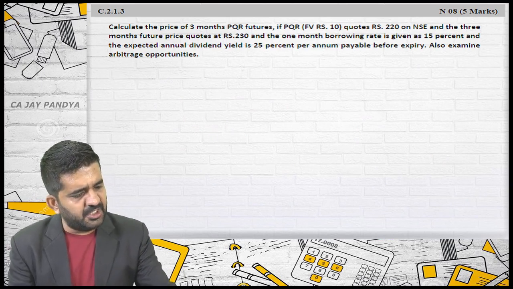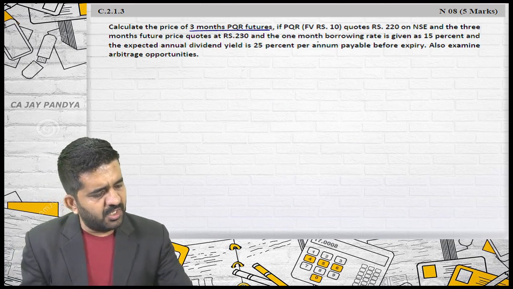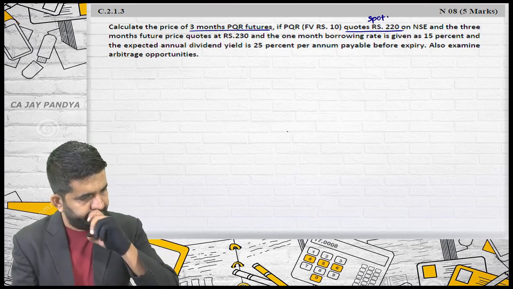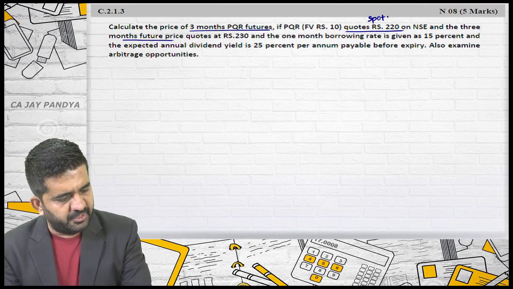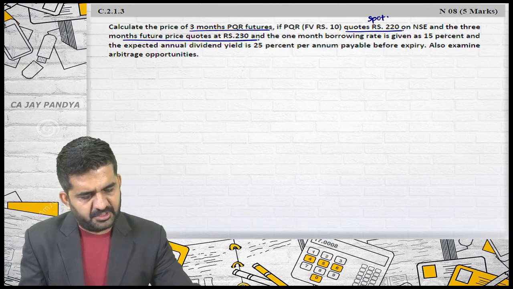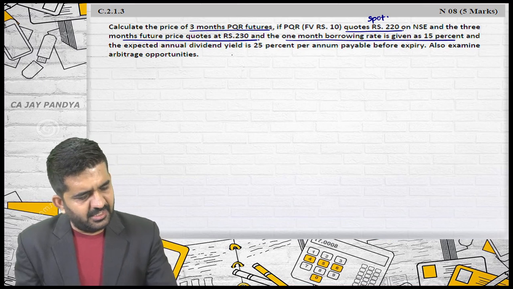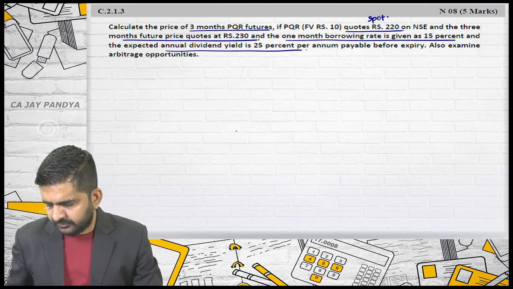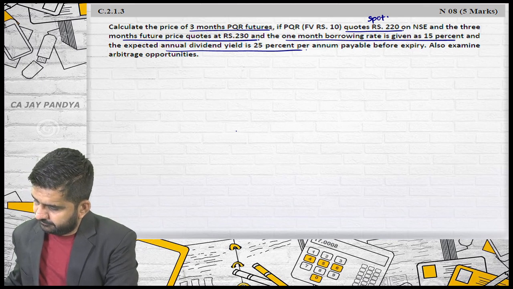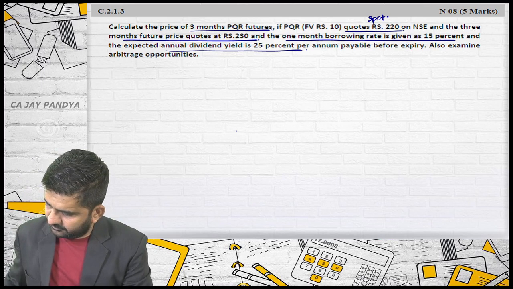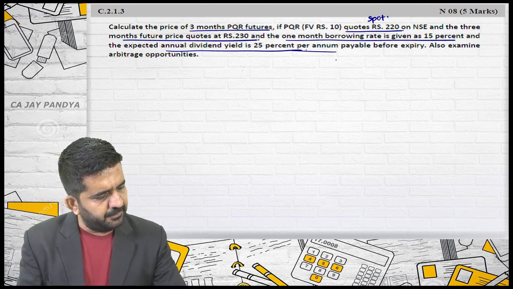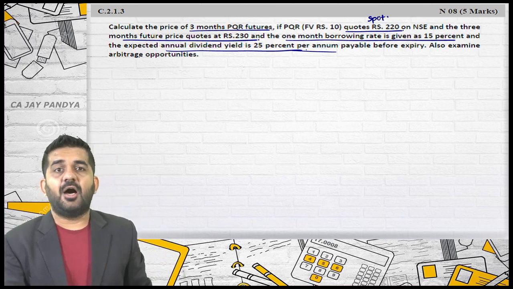Calculate the price of 3 months PQR futures. PQR, face value 10, quotes at rupees 220. This is the spot price, on NSE, and the 3 months future is 230. This is the forward rate. The 1 month borrowing rate is given as 15% and the annual dividend yield is 25%. Doubt: 1 month rate is 15%, but let us consider it. 25% per annum payable annually before expiry. Also examine the arbitrage opportunity.